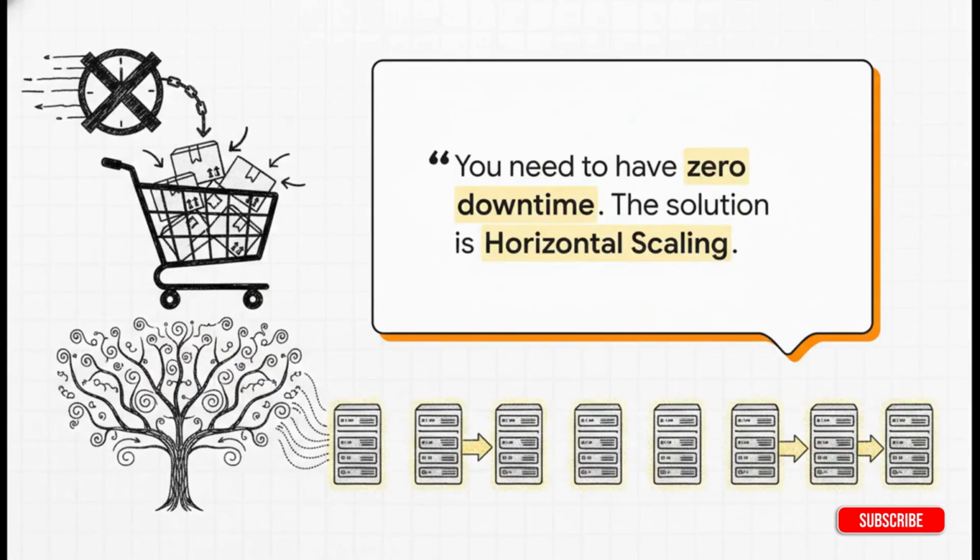Think about it. For a company like Amazon, just 1 minute of downtime during a big sale could literally cost millions of dollars. So that absolute need for zero downtime makes horizontal scaling the only real choice for any serious web application. It's the whole philosophy behind modern cloud computing, letting companies add capacity instantly for big events. But it introduces a brand new challenge.